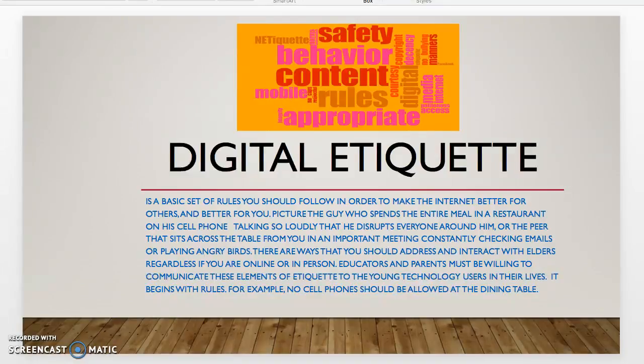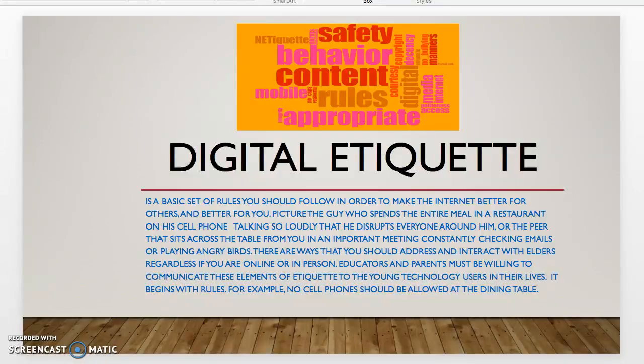There are ways that you should address and interact with elders, regardless if you are online or in person. Educators and parents must be willing to communicate these elements of etiquette to the young technology users in their lives. It begins with rules. For example, no cell phone should be allowed at the dining table.